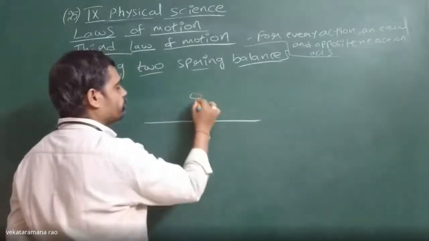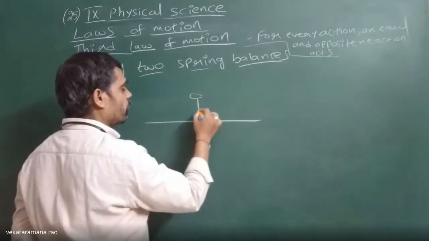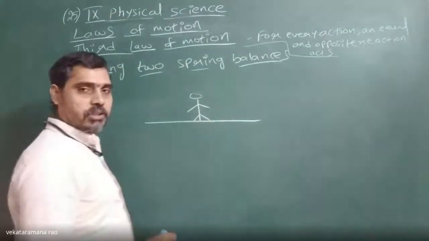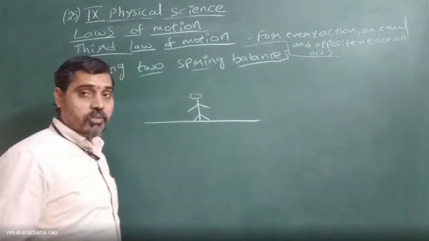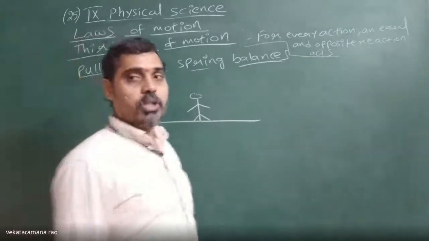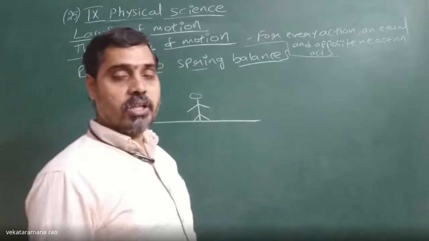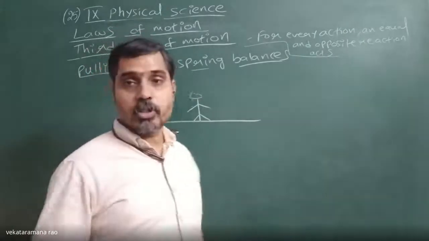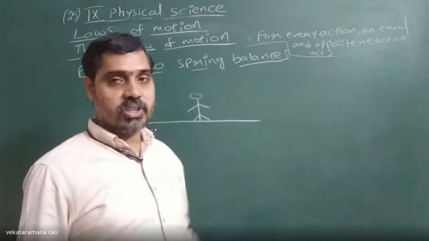In this way, when you walk and apply force on the earth, the earth in turn applies the same force on us. That's why we can easily take out our leg and walk. That means walking is possible due to Newton's third law.